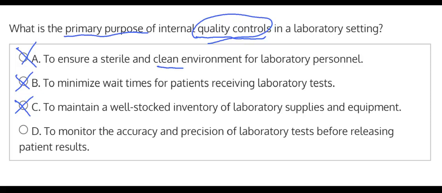And then option D says to monitor the accuracy and the precision of laboratory tests before releasing patient results. And that is absolutely correct. And that's what we were describing when we were looking at that example with the glucometer. So option D is the correct choice here.